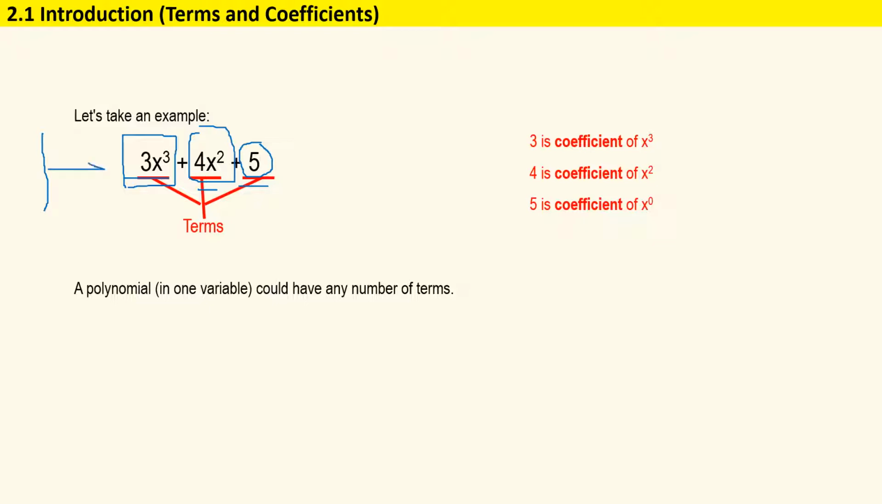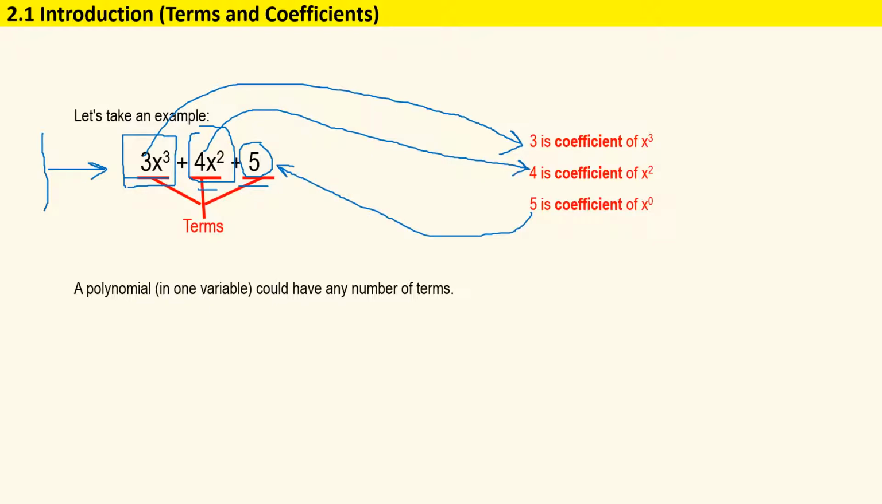Also, we see in this polynomial 3 is the coefficient of x cube because 3 is the number by which x cube gets multiplied. So 3 is the coefficient of x cube. Similarly, 4 is the coefficient of x square, and 5 is the coefficient of x raised to power 0, or 5 is a constant term.